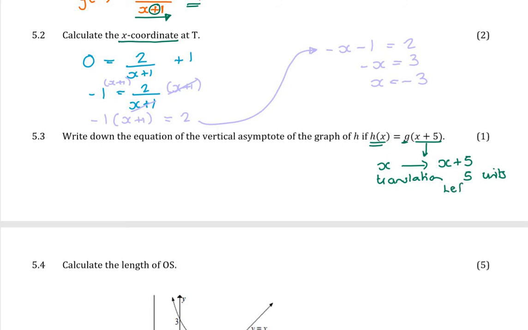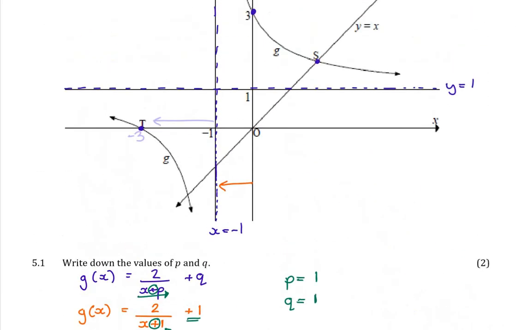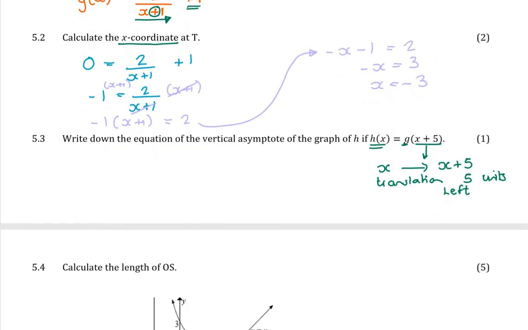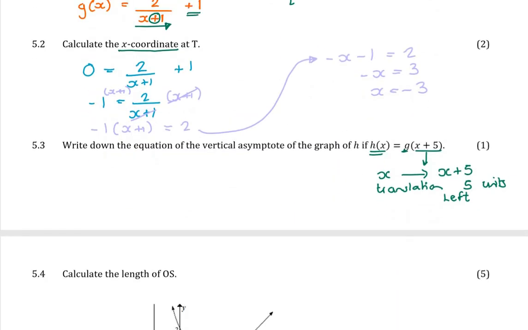And so if I go to the graph, basically they're telling me that this g of x is moved 5 units left to form h. So if everything is moved 5 units left, my asymptote will also move 5 units left, and I will get my asymptote happening at x is equal to negative 6. So if I scroll down, that was the answer to my question. Write down the equation of the vertical asymptote of h, x equals negative 6.